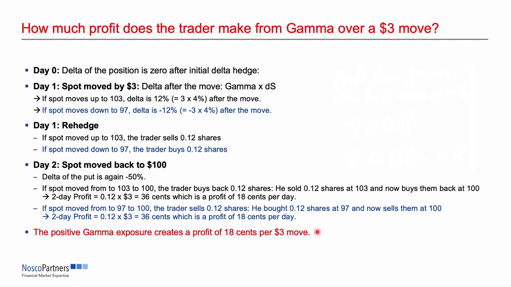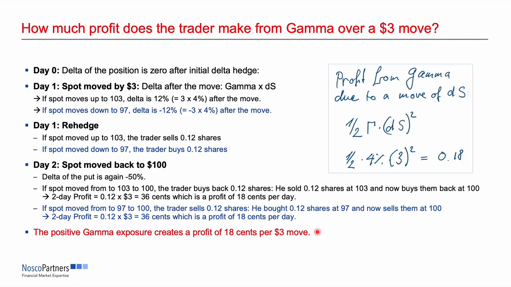There is, of course, also a formula for this. The profit from gamma due to a spot move of ds is just a half gamma times ds squared. If we fill in these numbers in our case, gamma 4%, the spot move is 3, so a spot move of 3 under a gamma of 4% results in a gain of 18 cents.